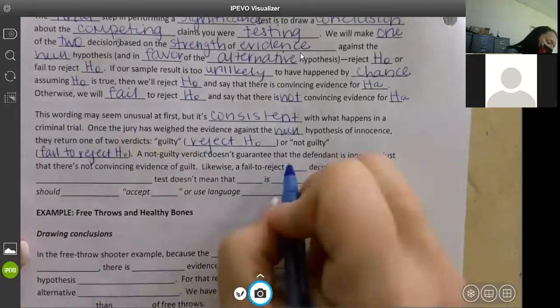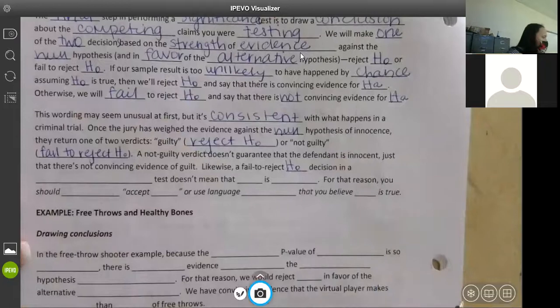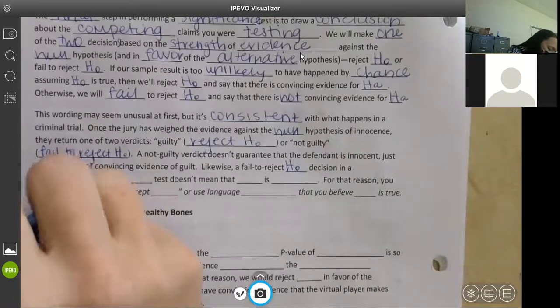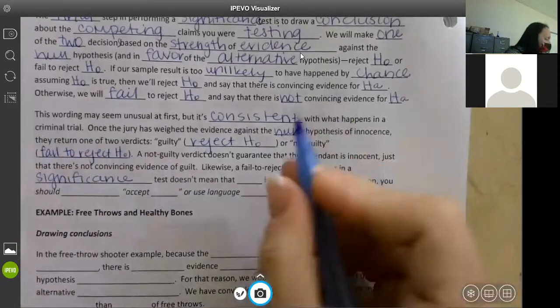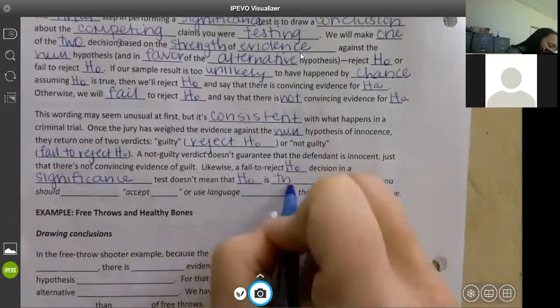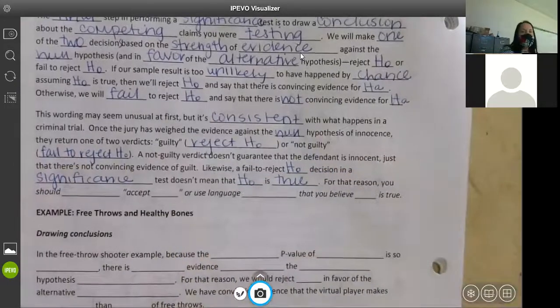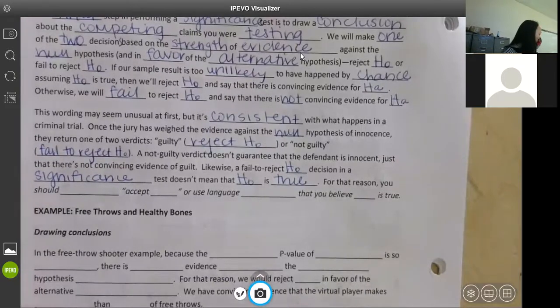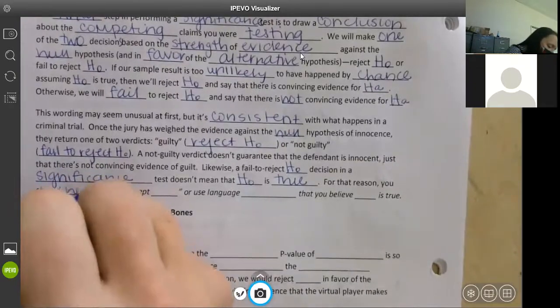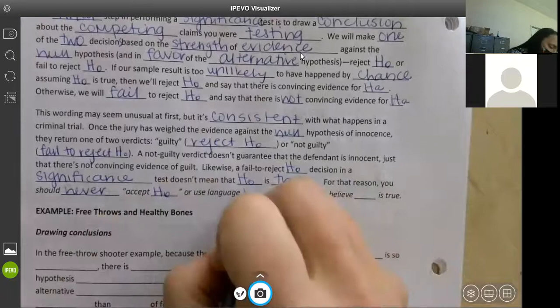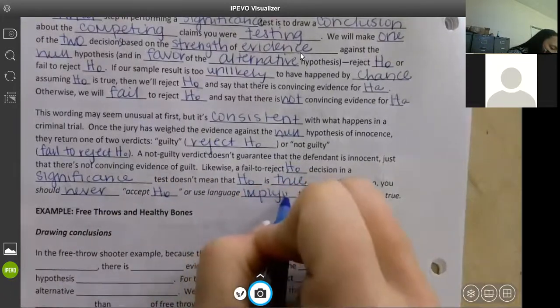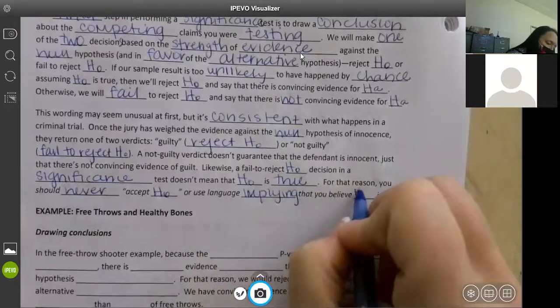Likewise, a fail to reject H sub O decision in a significance test doesn't mean that H sub O is true. For that reason, you should never accept H sub O or use language implying that you believe H sub O is true.